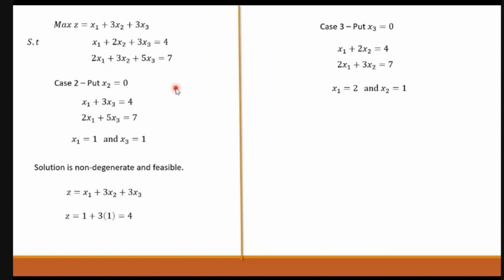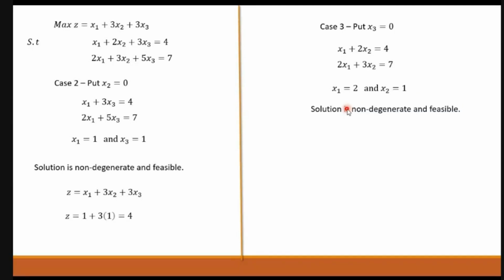What type of solution do we get here now? 2 and 1. Is it a degenerate solution? Yes or no? No. Why is it no? Because none of these values is equal to 0. x3 is equal to 0 because it's a non-basic variable. अगर basic variable में 0 आया तो it becomes a degenerate solution. It is a non-degenerate and feasible solution.